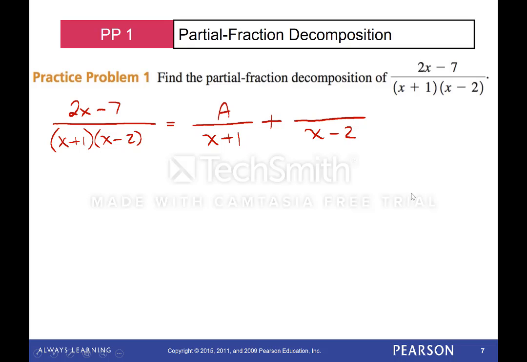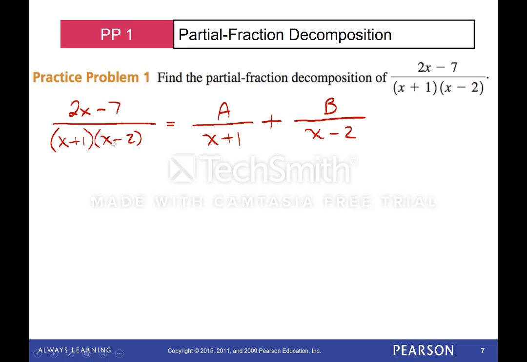Now the only issue is this right here. We're going to put an a in for the numerator of the first fraction, and we're going to put a b in for the numerator of the second fraction. Technically what we've got to do is find a and b. That's what we do. How do we do this? Well, we do this by multiplying by a common denominator.